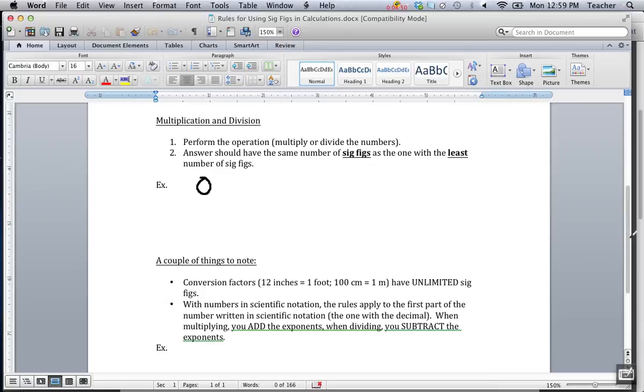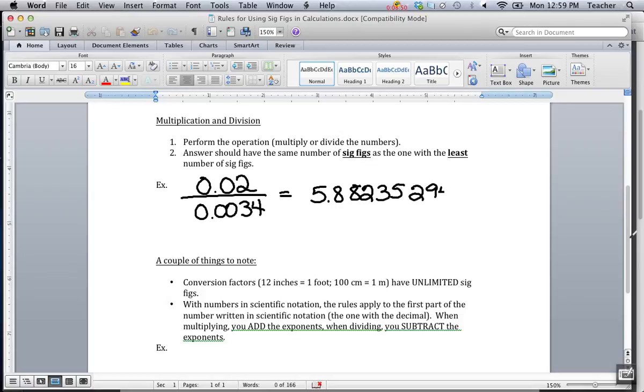So let's say that I'm taking 0.02 and I'm dividing it by 0.0034. When I plug that into my calculator, I get this, 5.882352941. Now, I can't leave my answer like that. This isn't math, okay? So if I count the number of sig figs that 0.02 has, it is 1. And the number of sig figs that 0.0034 has is 2. So my answer can only have 1 sig fig in it.